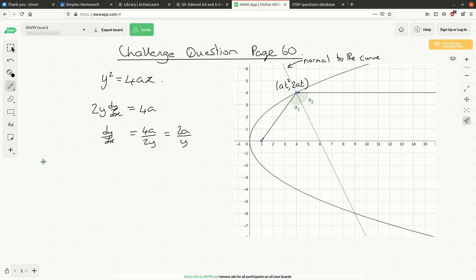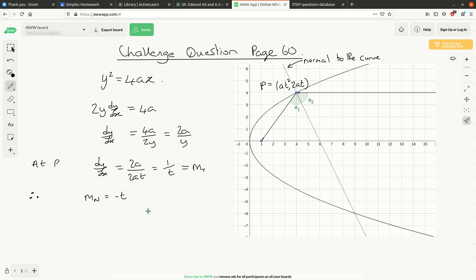Now, at the point I'm interested in, let's call this P. At P, dy by dx equals 2a over, I can sub in y now, 2at, which is 1 over t. Now remember, that's the gradient of the tangent. Therefore, the gradient of the normal is minus t.